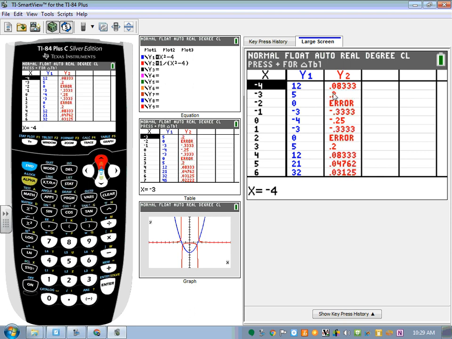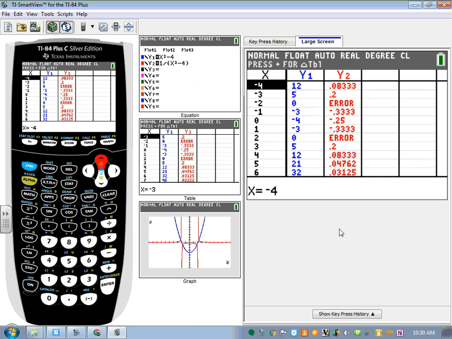Another example is that when the y value on the original is negative 4, the y value on the reciprocal is negative 1/4. That's the y-intercept that we figured out in our notes. When y is negative 3 on my original, it's negative 1/3 on my reciprocal. Look at these two errors. My y1 is 0. 1 divided by 0 doesn't exist. Your calculator recognizes that as an error.